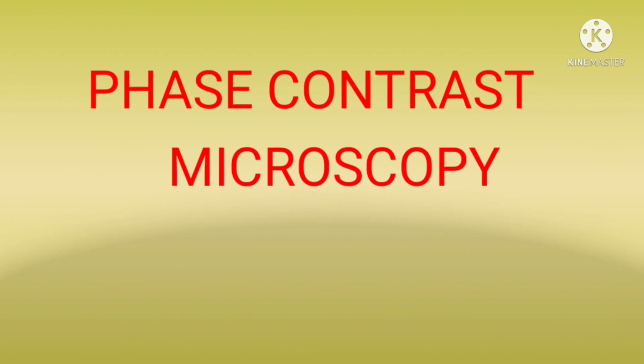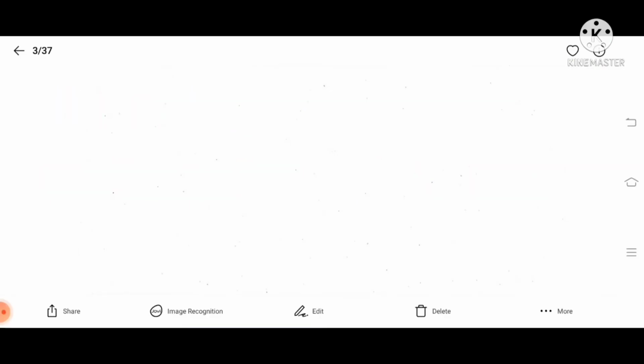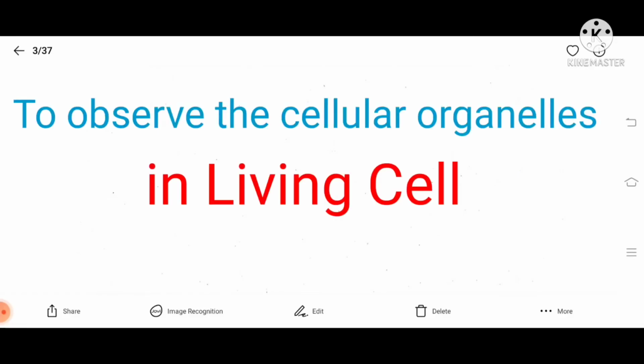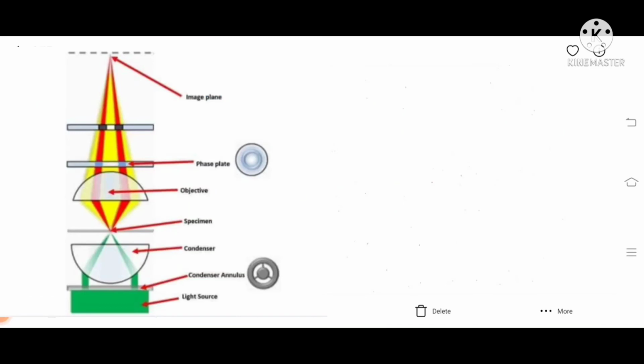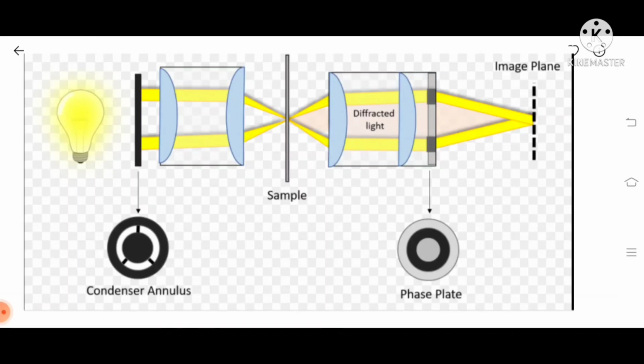Phase contrast microscopy. The phase contrast microscope has resolving power similar to an ordinary light microscope. However, it enables us to observe the cellular organelles in the living cell. The working of this microscope is based on the principle of phase contrast. To understand phase contrast microscopy, we should know that whenever two light waves interfere with each other, the resultant light wave may have greater or lesser amplitude depending on the phase of the light waves. It is a known fact that light waves passing through a transparent object suffer a change in phase.